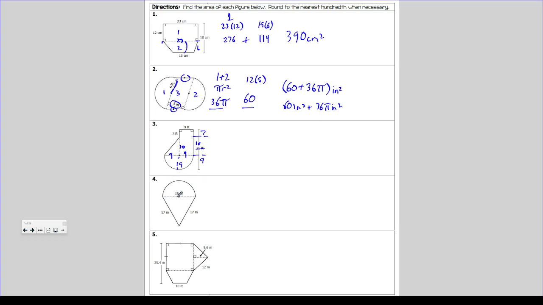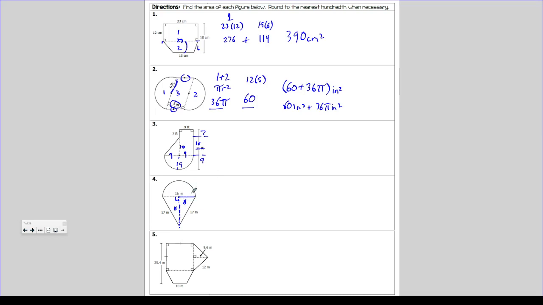The next one looks like our diameter is 16, so we're going to have a radius of 8. That 16, though, is also going to be the base of a triangle. Let's see, we're going to make a right triangle here, and then we can find the height of this isosceles triangle using Pythagorean theorem. Because we have 8, 17, so the missing leg must be 15 because that's a Pythagorean triple. So now again we have all the information.